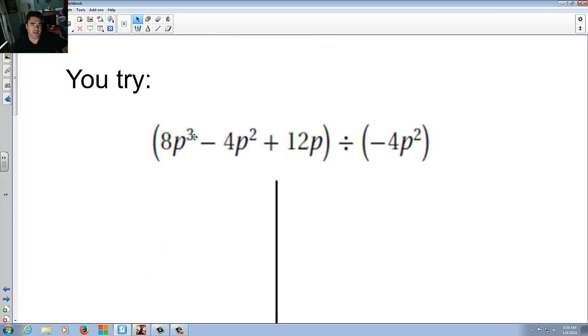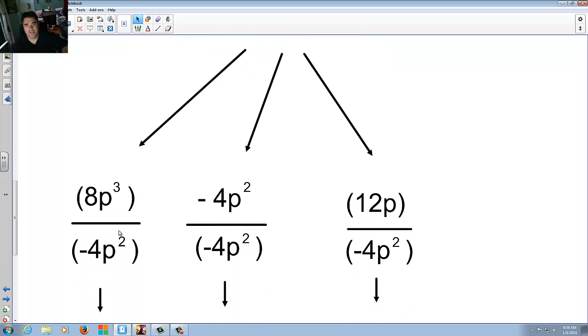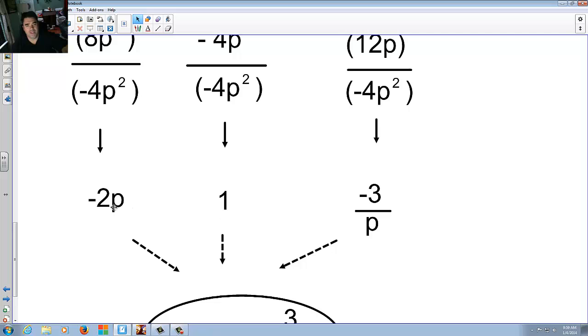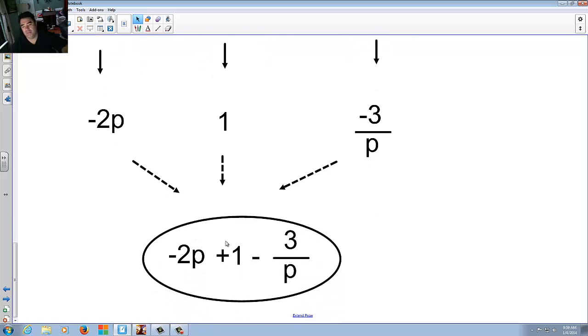Now you try 8p cubed minus 4p squared plus 12p, divide it all by negative 4p squared. Hint, divide all these by negative 4p squared. Go ahead at this time. Let's see how you did. Basically I split them up into 3 pieces, divide them all by negative 4p squared, which becomes negative 2p. This just makes 1, and this makes negative 3 over p, combines to that.